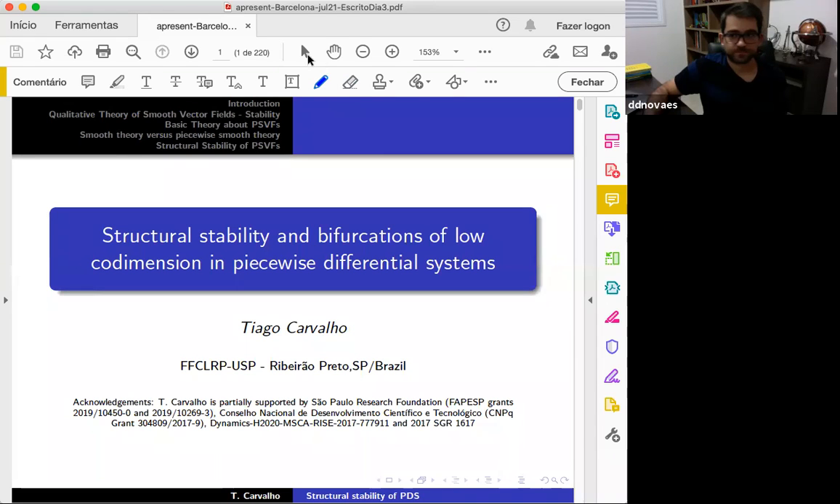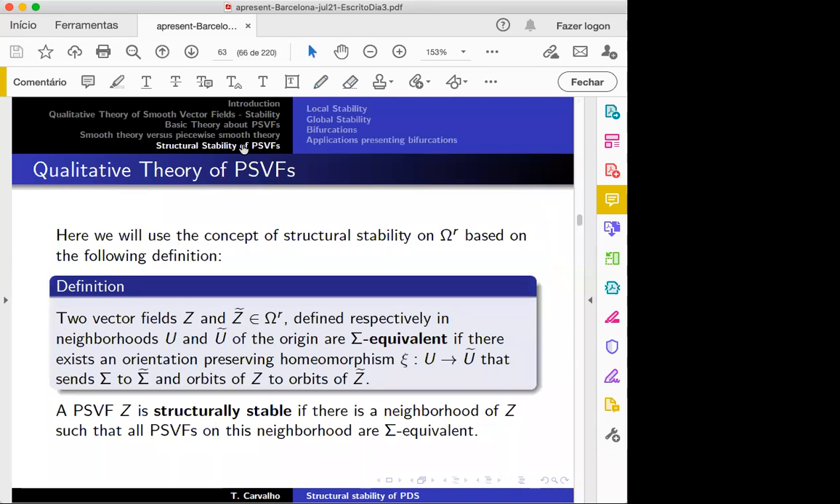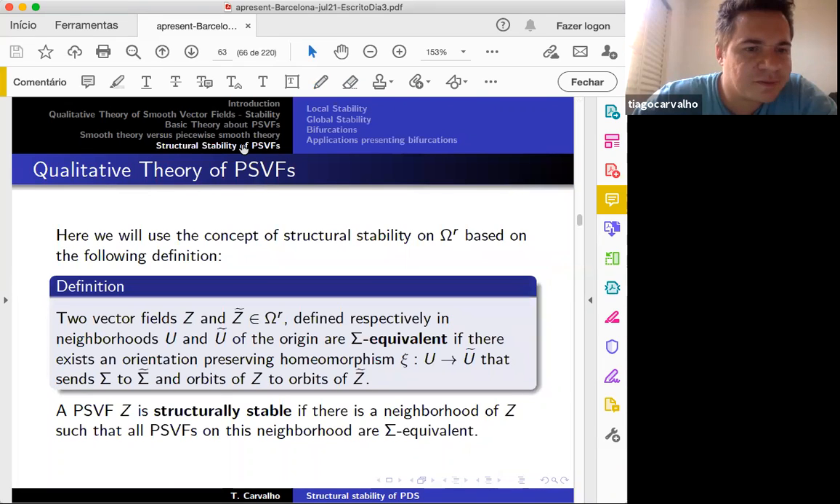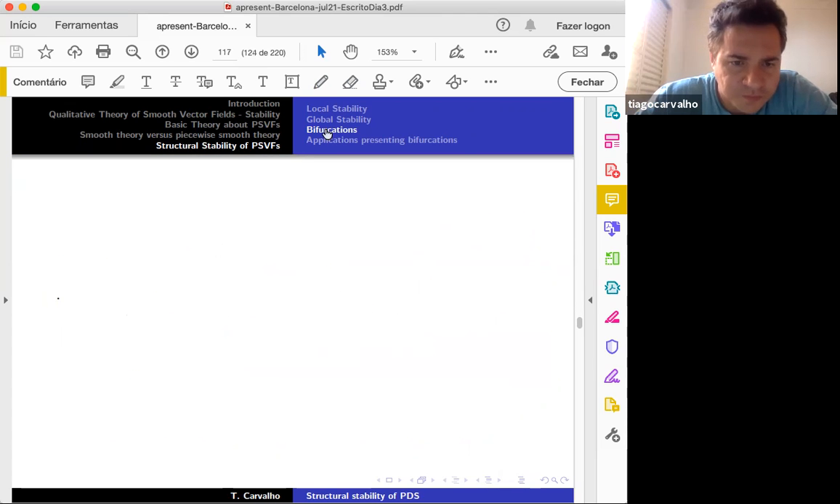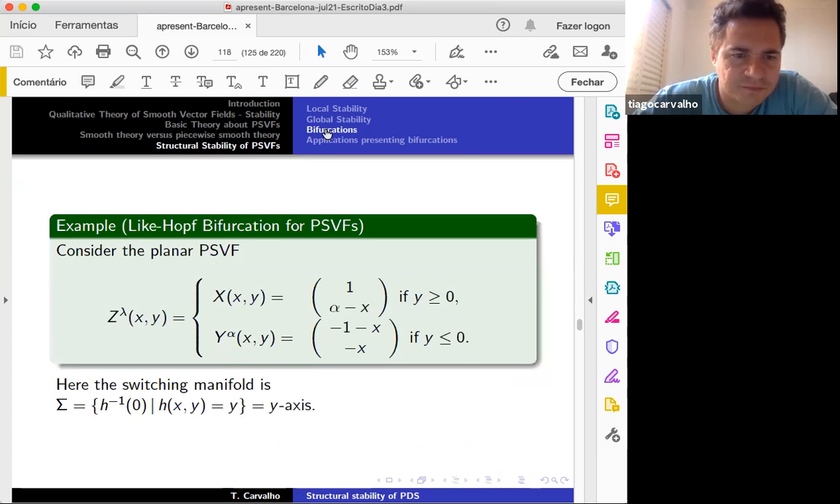Well, we were talking about bifurcations, okay? So the last bifurcation that we saw was this Andronov-Hopf bifurcation for smooth vector fields. And also we saw this version for non-smooth vector fields, piecewise smooth vector fields in the plane.